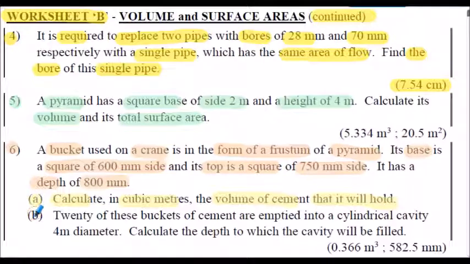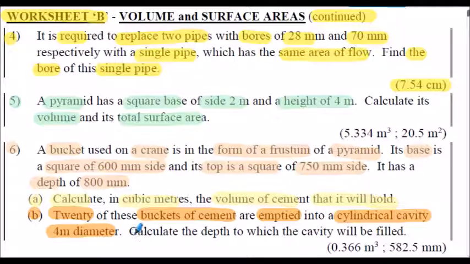And part B, if 20 of these buckets of cement are emptied into a cylindrical cavity having 4 meters diameter, we've got to calculate the depth to which the cavity will be filled. So question 6 is a slightly thought-provoking question. The answers are given here in the bracket again. I would encourage you to stop the presentation and attempt these questions, but I will show you the full solution to question 6 on the following slides.